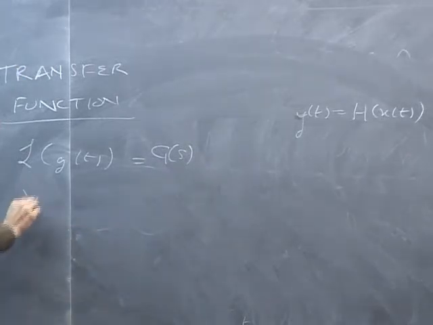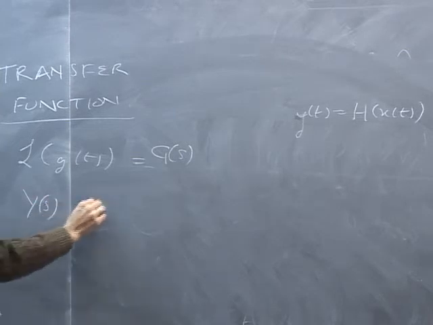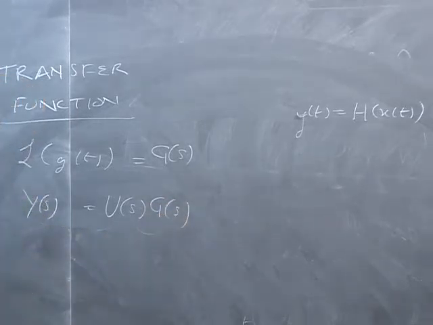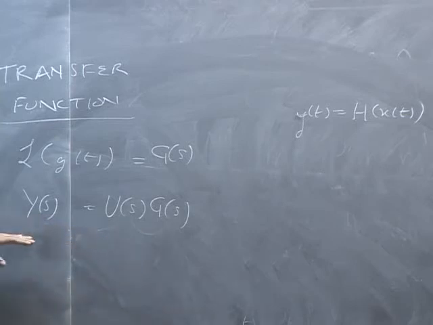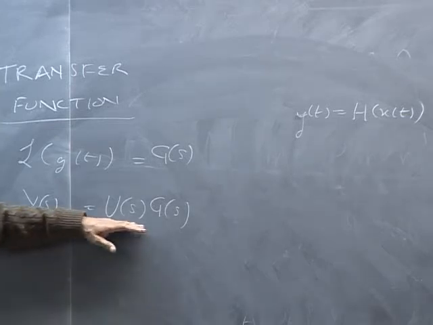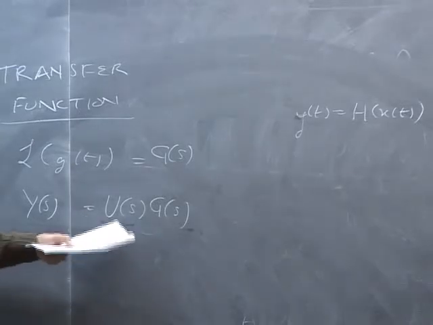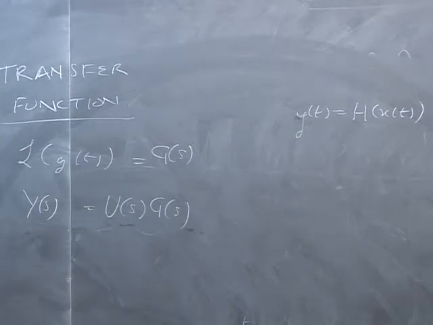And so we can say that Y(s), which is the Laplace transform of the left hand side over here, is just going to be U(s) G(s). So we've converted the convolution into a product. The Laplace transform of the output is just the Laplace transform of the input multiplied by the transfer function G(s). And that's basically it. We have made the system analysis really straightforward, because we can take any input, find its Laplace transform, multiply it with the Laplace transform of the system G(s), and we're done.